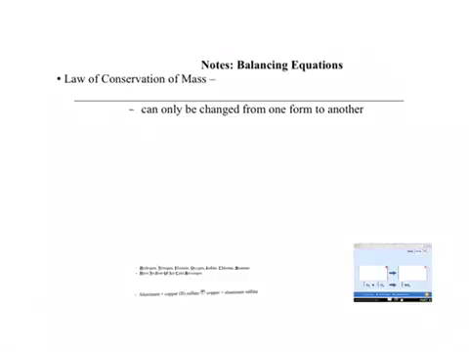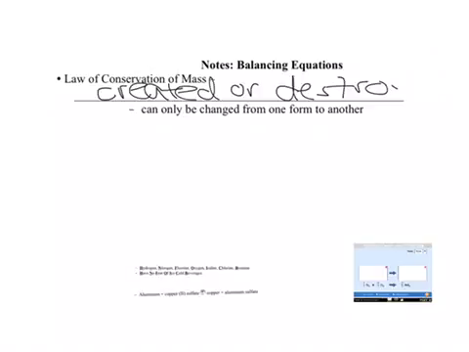Okay, so this is a tutorial about balancing chemical equations. The whole point of balancing chemical equations has to do with the law of conservation of mass. So mass cannot be created or destroyed. All we do is just change it from one form to another in our chemical reactions.